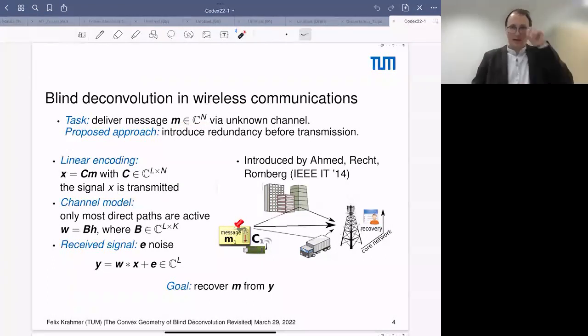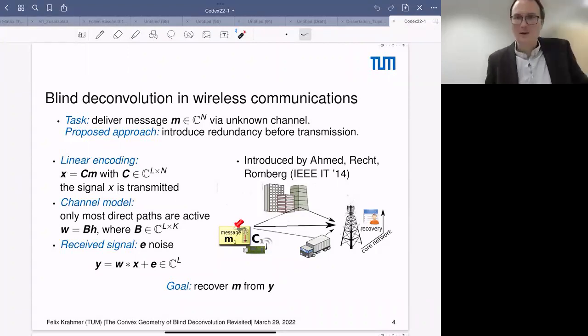And I can already tell you beforehand that what I will propose to do is to introduce redundancy before the transmission, so that maybe we have a hope of recovering the signal. What does this mean? So we're taking our signal m and we're using a linear encoding.